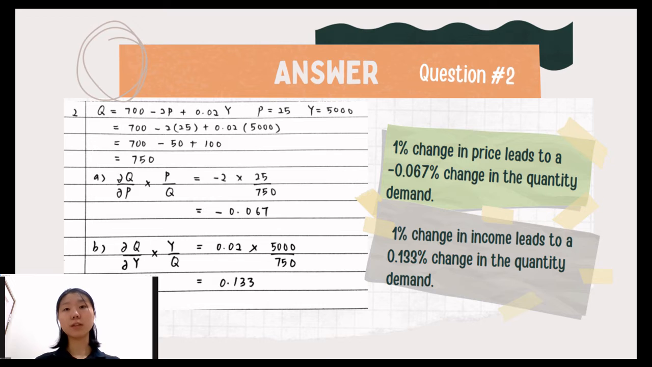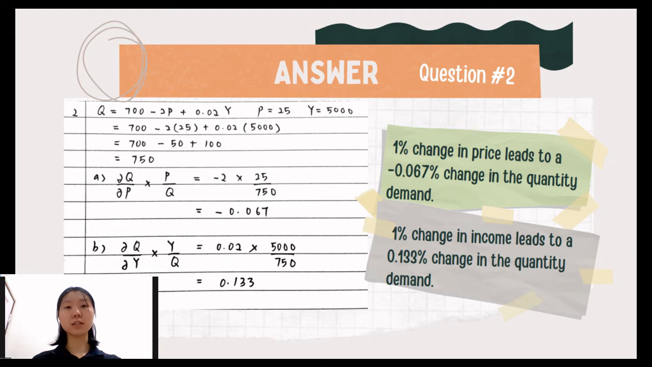Due to this, we need to find the quantity first. So we substitute the P and Y given by question 2 into the Q function. Q equal to 700 minus 2 times 25 plus 0.02 times 5000 equal to 750. Then we substitute the value of quantity into the formula for price elasticity of demand.